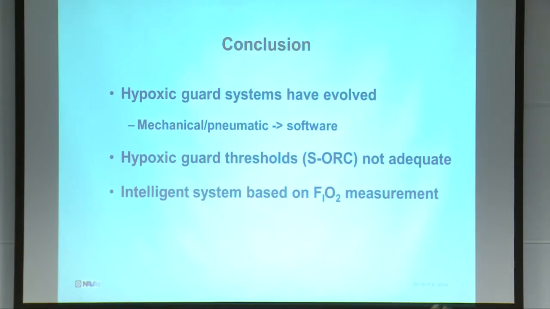So the conclusion is hypoxic guard systems, they're still somewhat a black box. We don't know a lot about them, but they have clearly evolved from mechanical, pneumatic systems to software. Hypoxic guard thresholds, especially the S-ORC, are not adequate at this moment to prevent a hypoxic gas mixture. And I think that intelligent systems should be based on FiO2 measurement to prevent hypoxic gas mixtures.